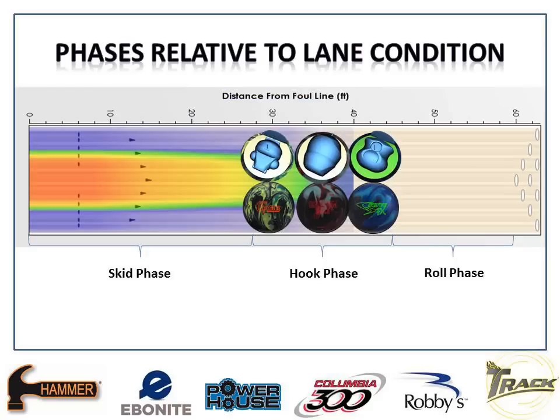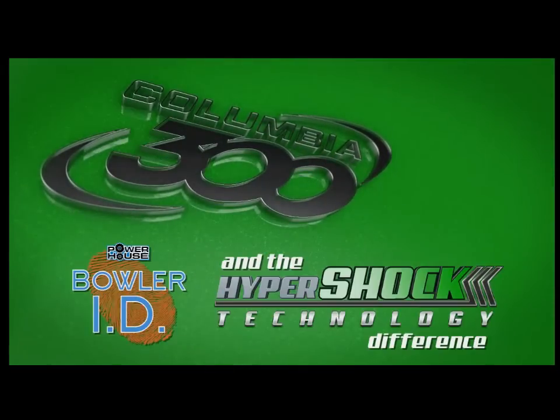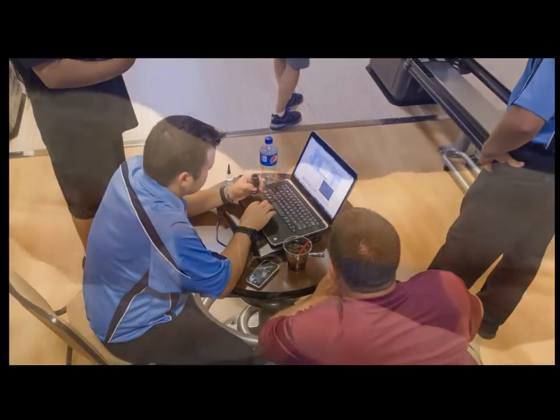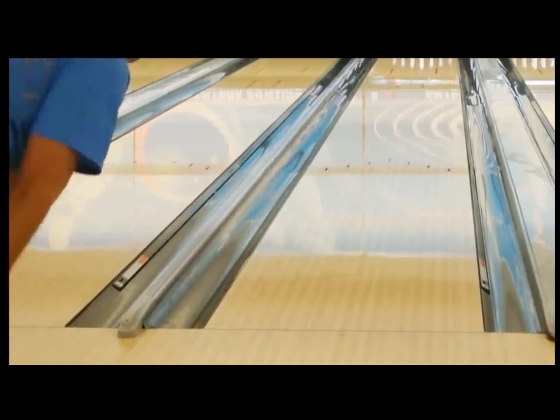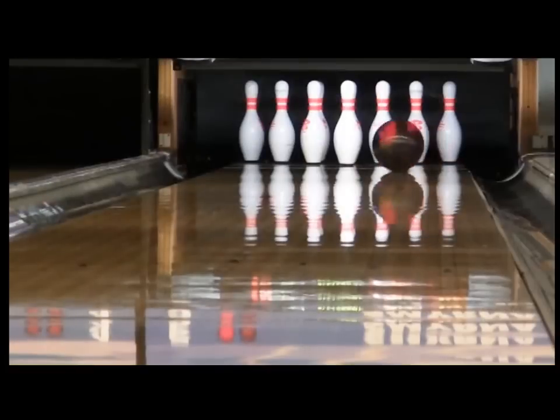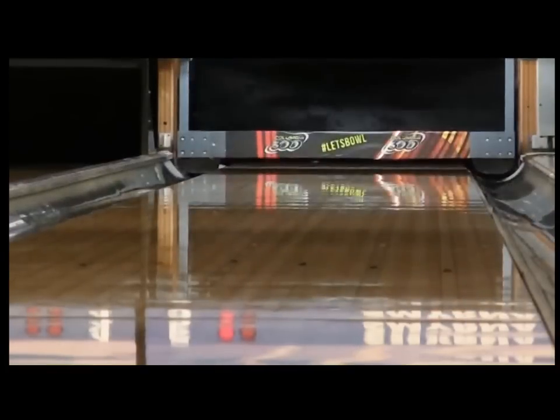This video takes a deeper look into Hypershock technology and its effects on the overall ball motion and interaction with the pins. Bowler ID is a great tool for gathering the key statistics every bowler needs to know, and could one day change the way pro shops interact with their customers. Here at Columbia 300, we've been using an advanced version of this device to study ball motion. The data collected from this device, starting at the moment the approach begins and ending when the ball exits the deck into the pit, has led to a different way of thinking in terms of design.